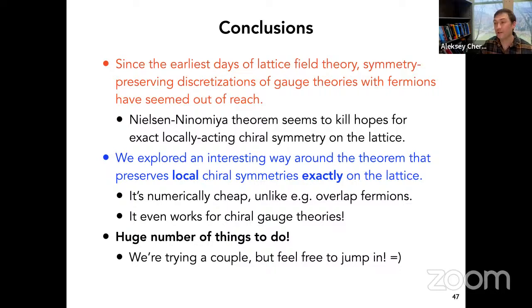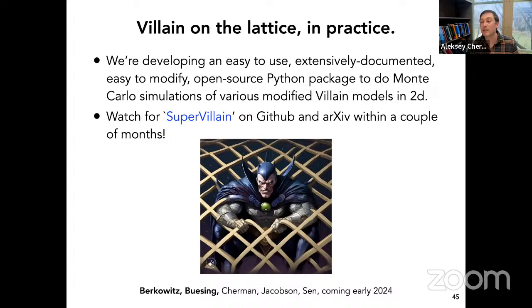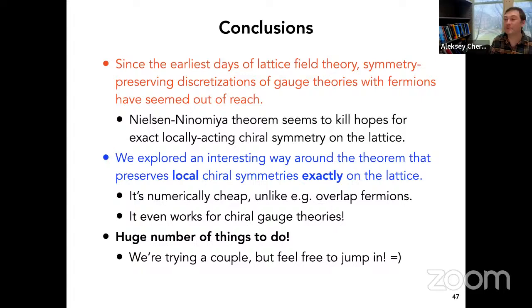I think there are now a huge number of things to do, both following up on our particular approach as well as in other approaches that are being developed to study, for example, chiral gauge theories. We're trying a couple of extensions of all this at the moment, but please feel free to jump in. Like I said, we're going to make a publicly available code in case you want to do numerics with this soon. Yeah, there's a lot to do, so I hope we can make some more progress. So thanks for listening. I'm done.